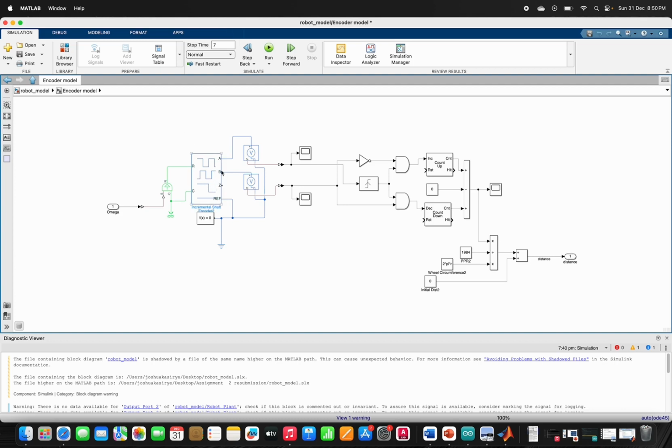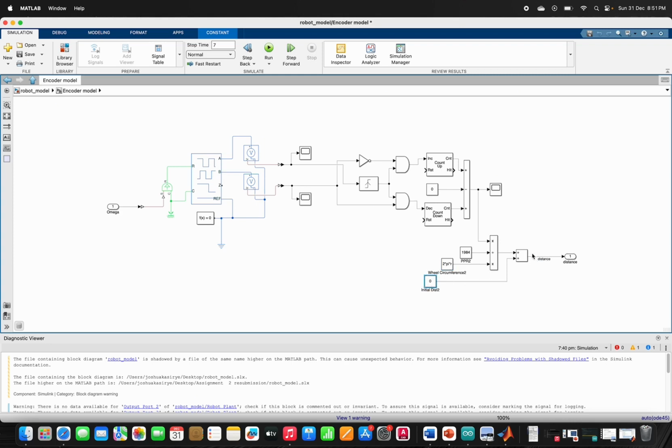And this incremental shaft encoder helps us produce the A and B pulses. We call them incremental pulses, and these ticks are what we use to compute, using the count up and count down models built in Simulink. Then they help us provide the encoder ticks. We get these encoder ticks and divide them by the resolution of the encoder, which is 1984 PPR, pulses per revolution. We multiply again with the 2 pi circumference of the wheel to give us the desired distance.